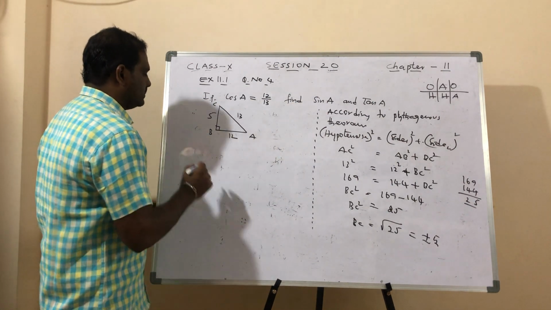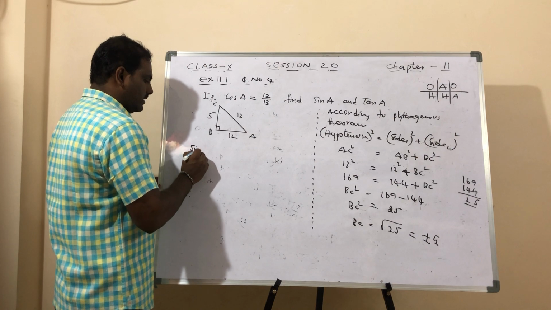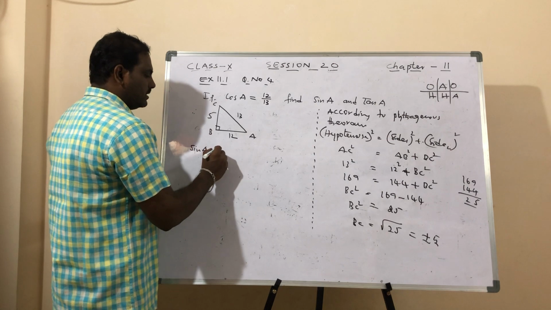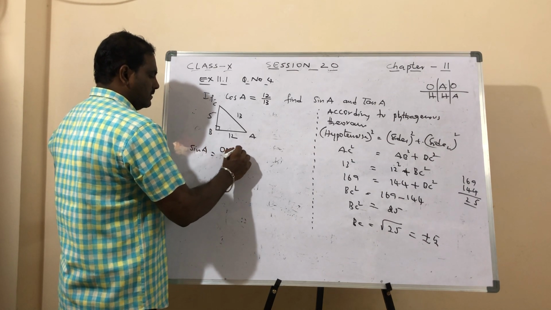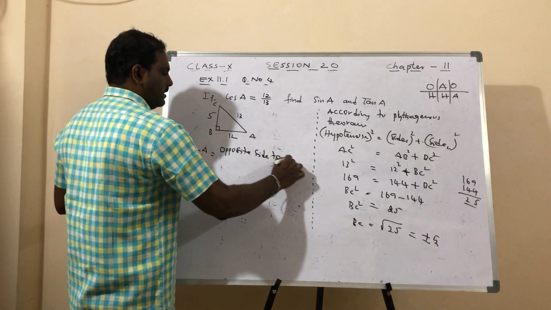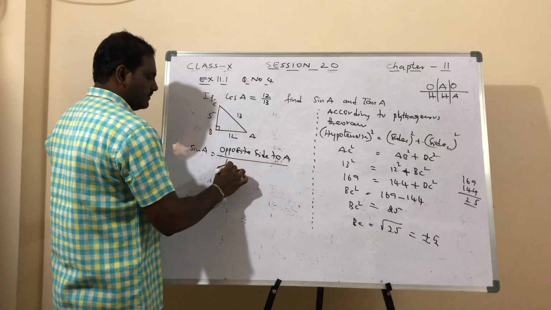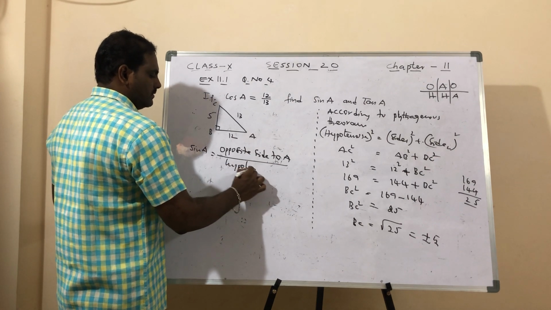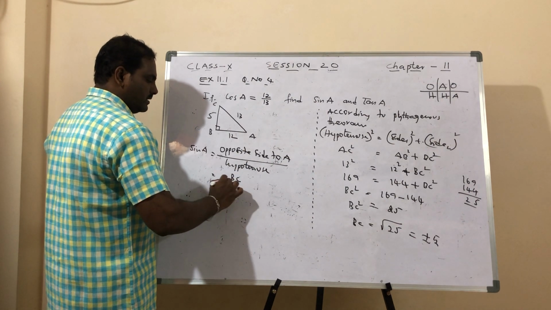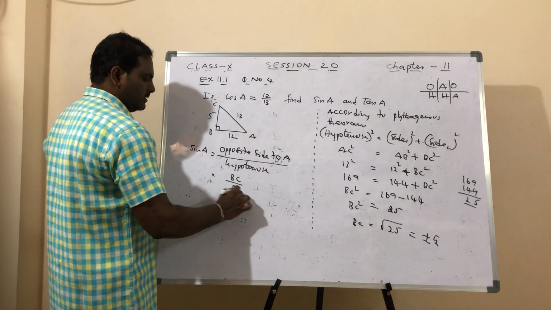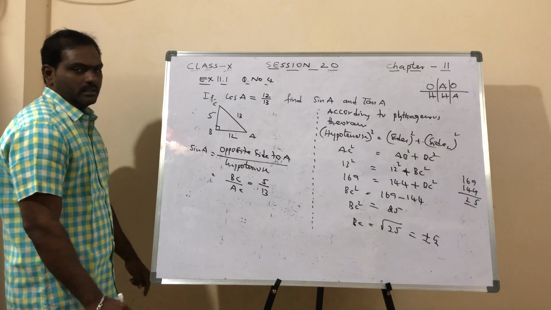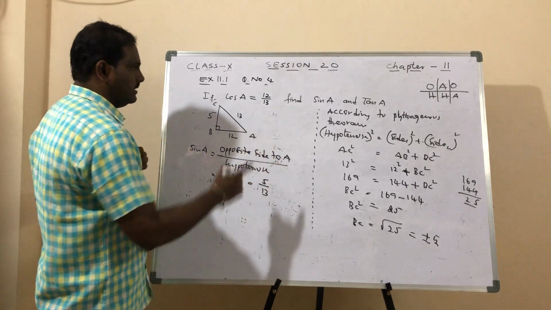Now what we want? So we want sin A. Very simple. Now apply the formula. What is sin A? Opposite side to A by hypotenuse. What is opposite side to A? BC by AC. What is the answer? It is 5 by 13. This is sin A. Next, what we want?